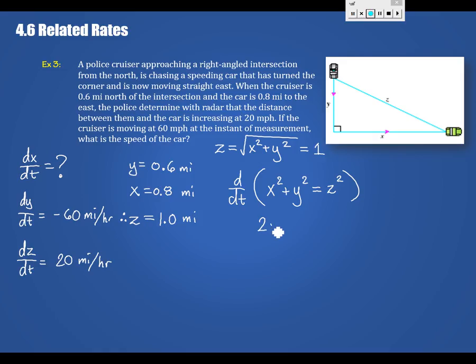So what is the derivative of x squared? Well, it's 2x dx dt plus 2y dy dt equals 2z dz dt. And the thing we want is dx dt. Plug in all the things you know here. There are 5 of them, and the one thing you don't know will be the only unknown to solve for. You'll actually have to solve for it, won't you?